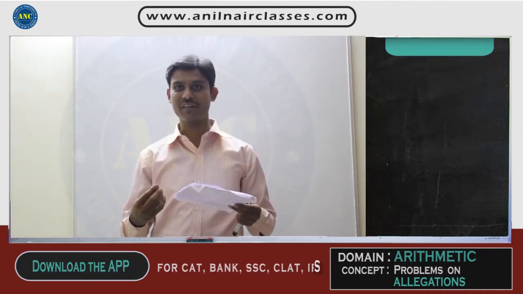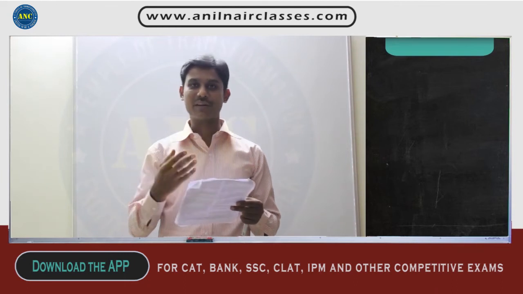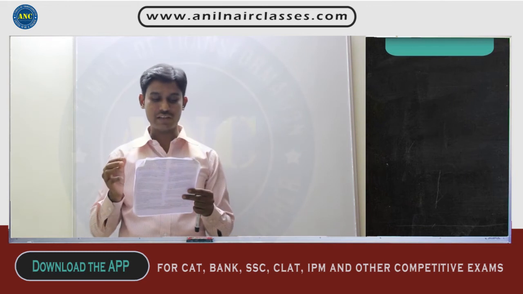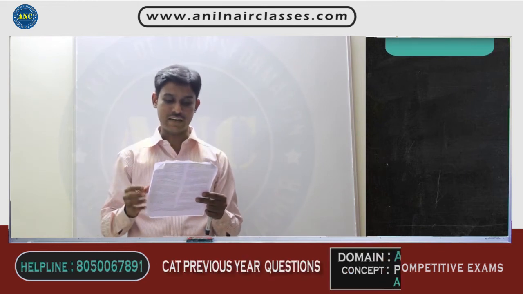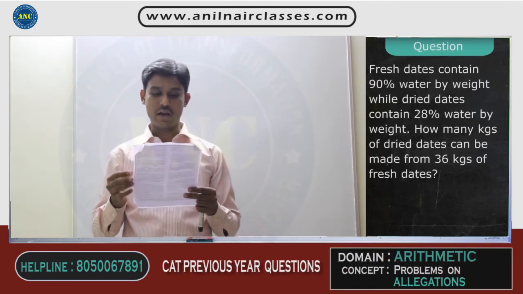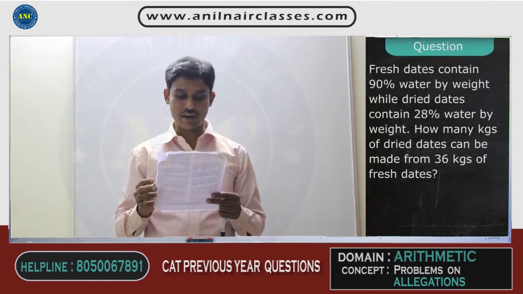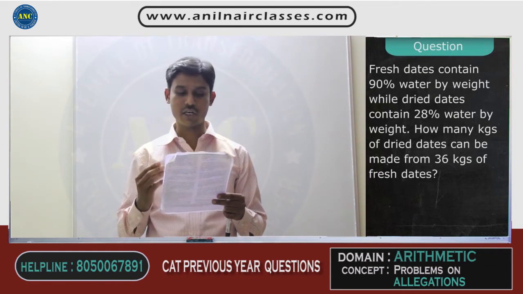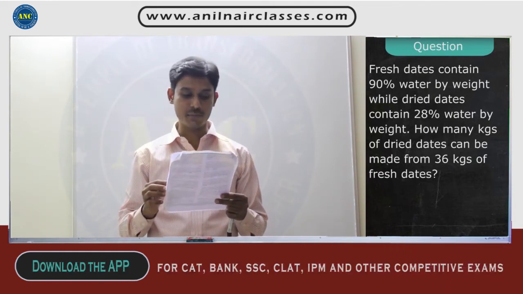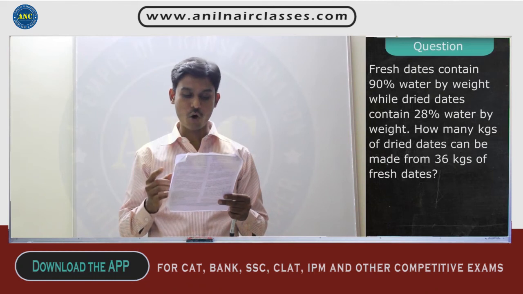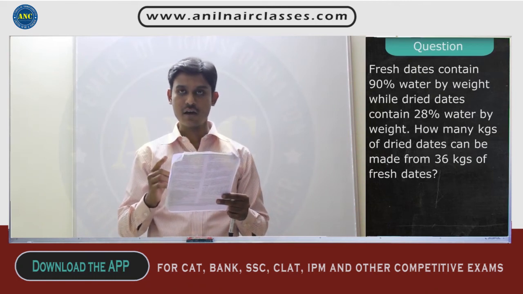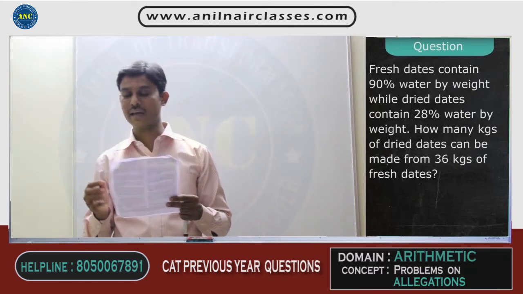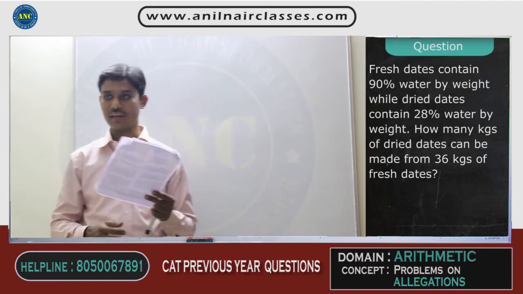I will solve a question which is discussed in our regular class, then an original examination question. Now, first read the question which is discussed in the class. The question is like this. Fresh dates contain 90% of water while dry dates contain 28% of water, right? Your question is, how many kgs of dry dates can be made from 36 kgs of fresh dates?